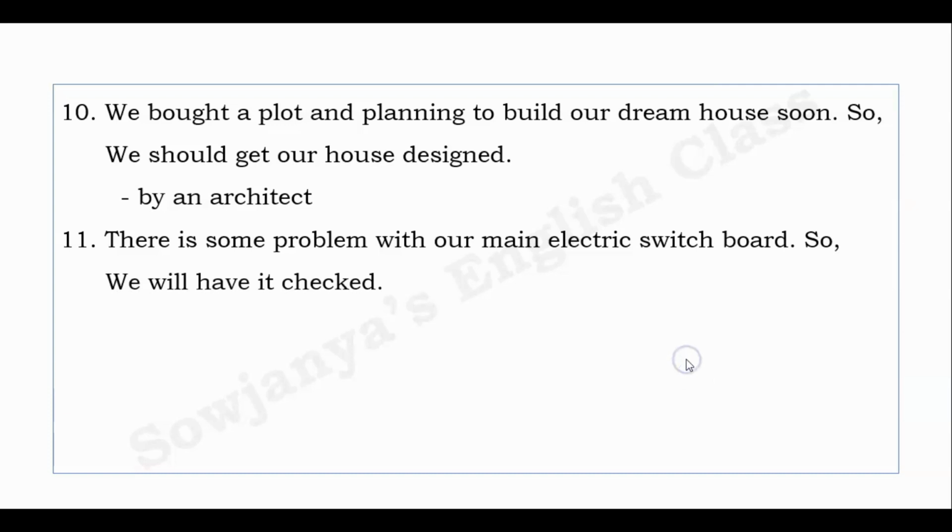There is some problem with our main electric switchboard. So, we will have it checked. We will have it checked. We is the subject, will have is the causative verb, it is the object, and checked is the past participle, V3. Who is going to check it? An electrician. Of course, you need not mention it at all. A plumber doesn't check electric problems.